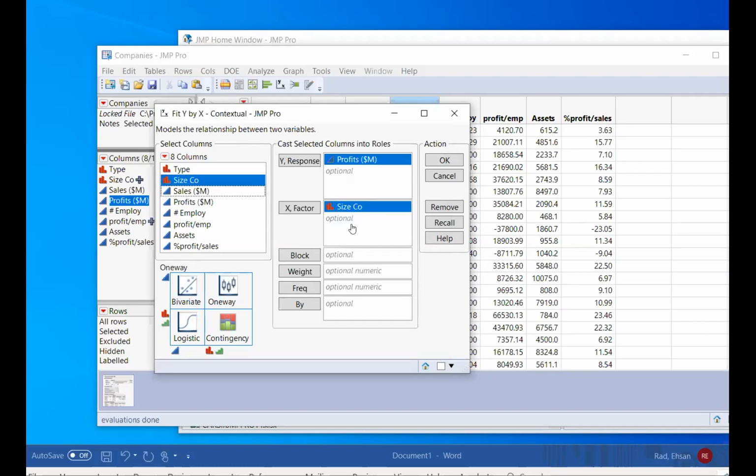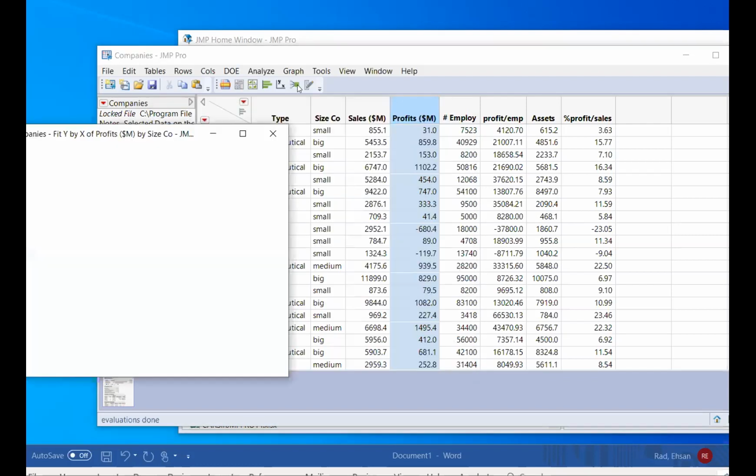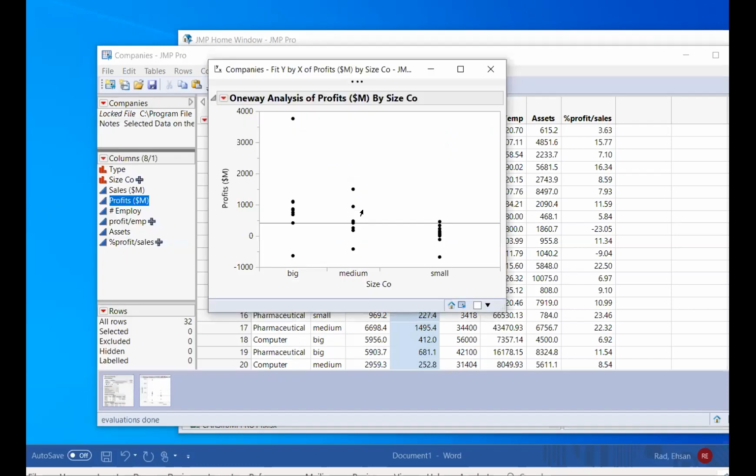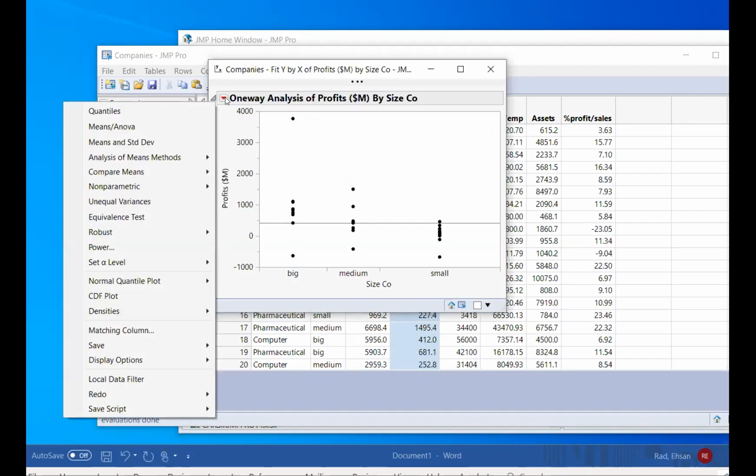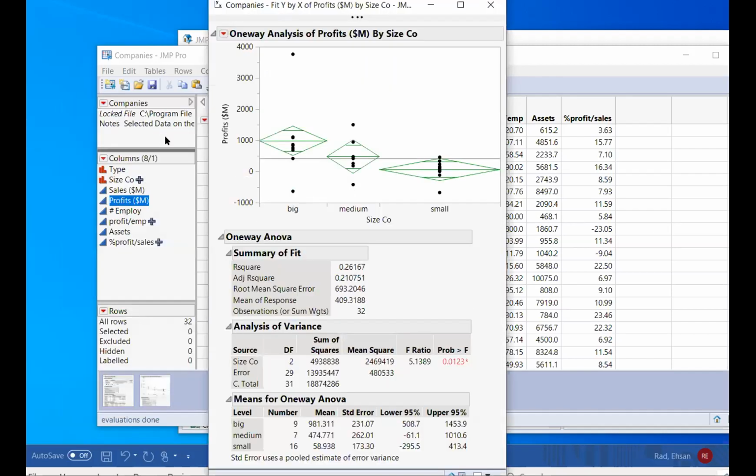Size has more than 2 groups, it has 3 groups. So I expect to use the ANOVA test. I run it, and it shows the differences, one way. ANOVA is the test that's required here. It's right there. Just click, look at the analysis of variance table, and the p-value is below 0.05.